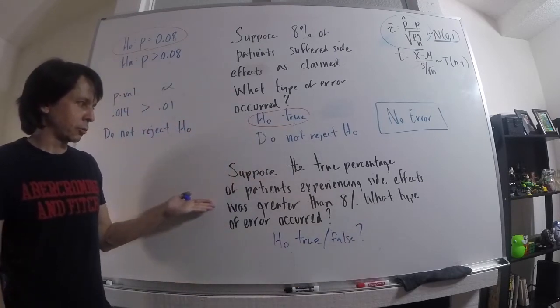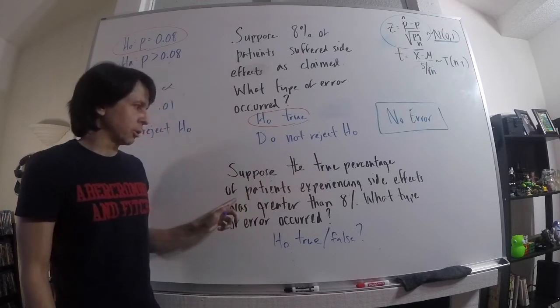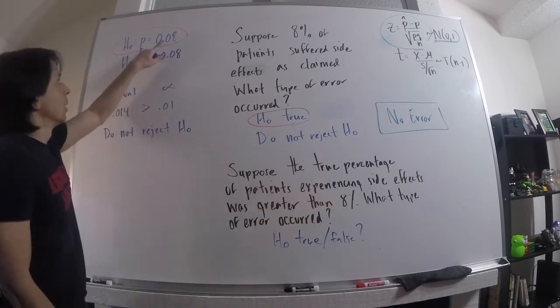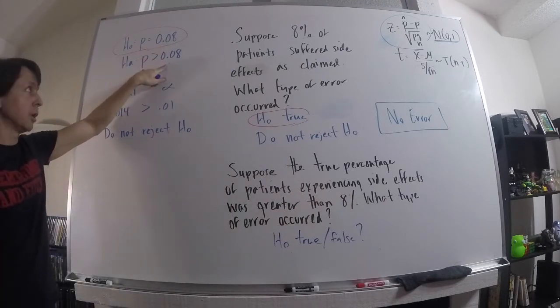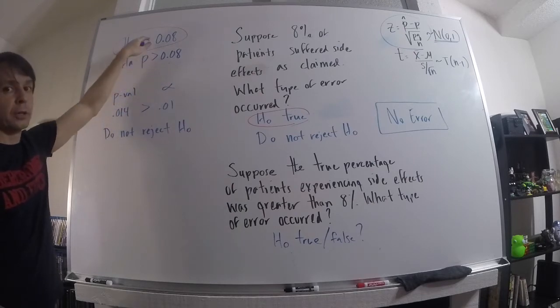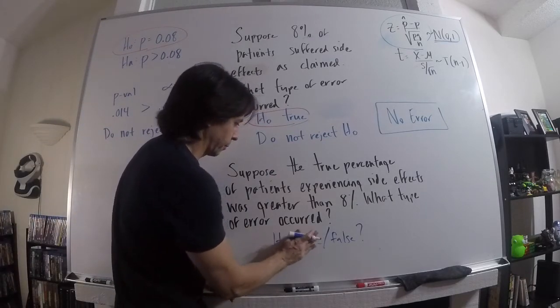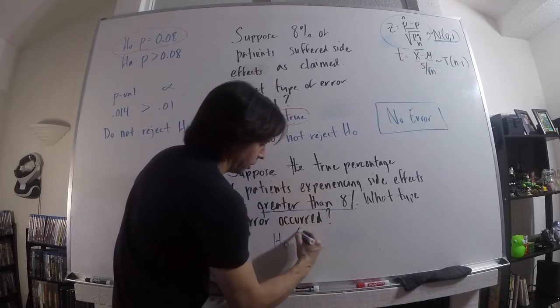Based on this supposed scenario, suppose the true percentage of patients experiencing side effects was greater than their 8%. The null is it's 8%. The alternative is greater than 8%. So that means the alternative is true, but the null is false. It's not 8%. Suppose it's higher than that. So this scenario right here, greater than 8%, is saying H0 is false.